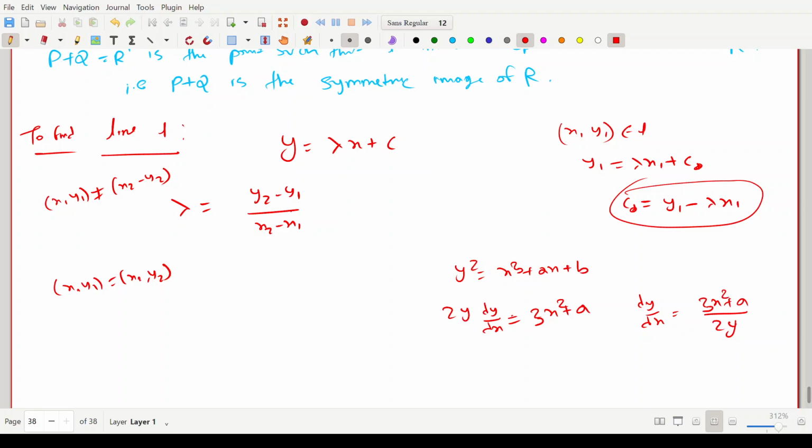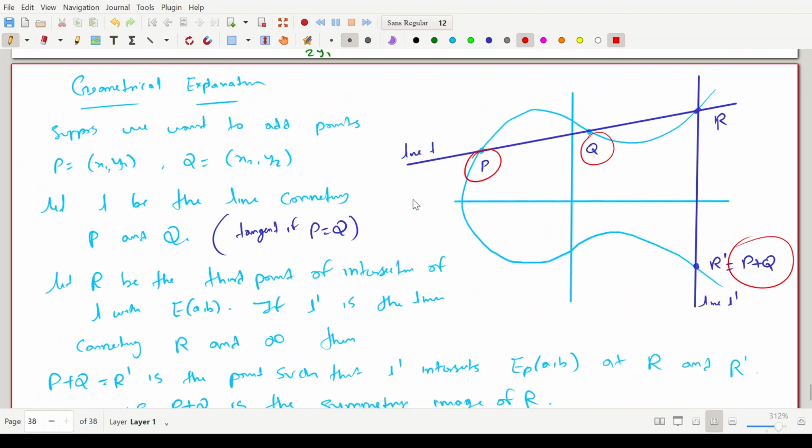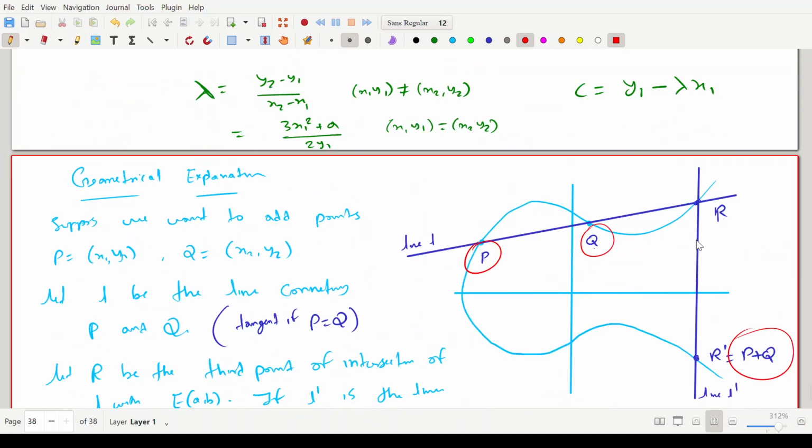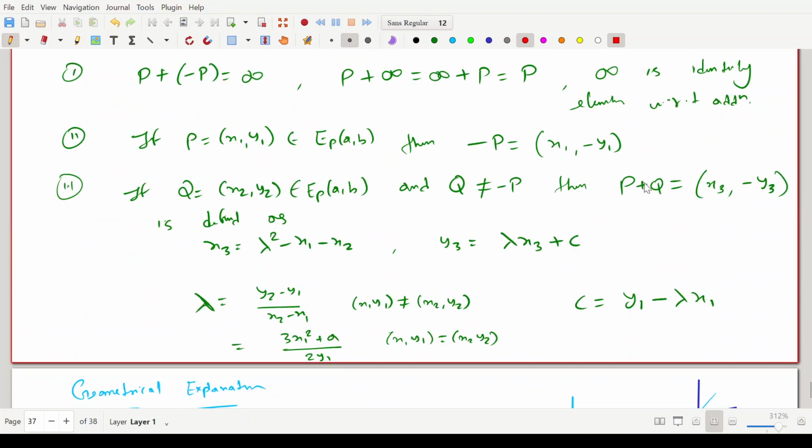Correct? And the point, say x1, y1, satisfies this because they are the same. So in that case, my lambda is what? Lambda will be 3x1 square plus a upon 2y1. Correct? So this is the idea. So we got this straight line y equal to lambda x plus c. That means we got our point x3 y3, and that's it. If I got my point x3 y3, how can I get the value of p plus q? I will just write x3 comma minus y3. This is what I had written here. Our p plus q will be x3 comma minus y3, where x3 is this.